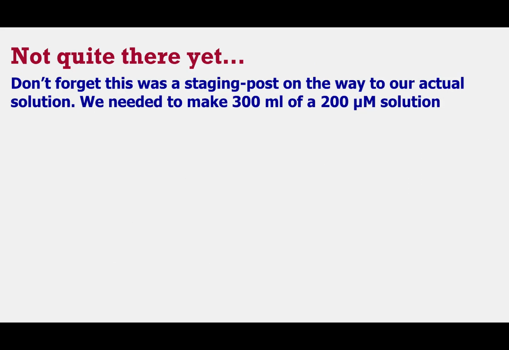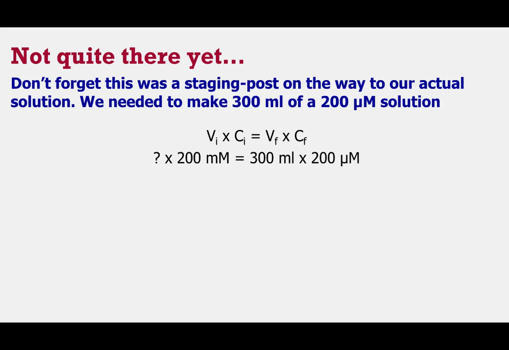Now, of course, we're not quite there yet. We're only halfway to making the solution that we really want. We need to make 300 millilitres of a 200 micromolar solution. And so I can return to my usual calculation. The initial volume multiplied by the initial concentration is the final volume multiplied by the final concentration, or starting volume times starting concentration is the final volume times the final concentration. I can put in the numbers that I know. My intermediate stock is 200 millimolar. I know that my final volume is 300 millilitres. I know that my final concentration is 200 micromolar.